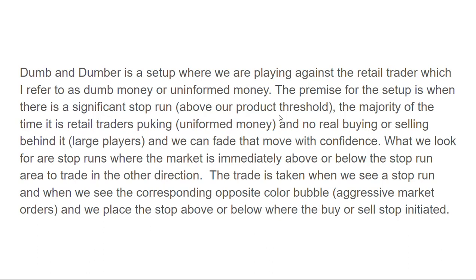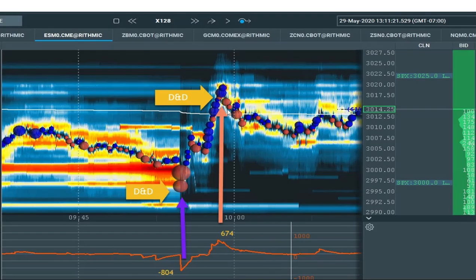The trade is taken when we see a stop run and when we see the corresponding opposite color bubble, which is aggressive market orders, and we place the stop above or below where the buy or sell stop initiated. So we'll get into some of these examples here. So this is E-mini S&P from May 29th. You can see here, a lot of these examples I won't have both the icebergs and the stops on the screen, just to make it more clear for you guys.